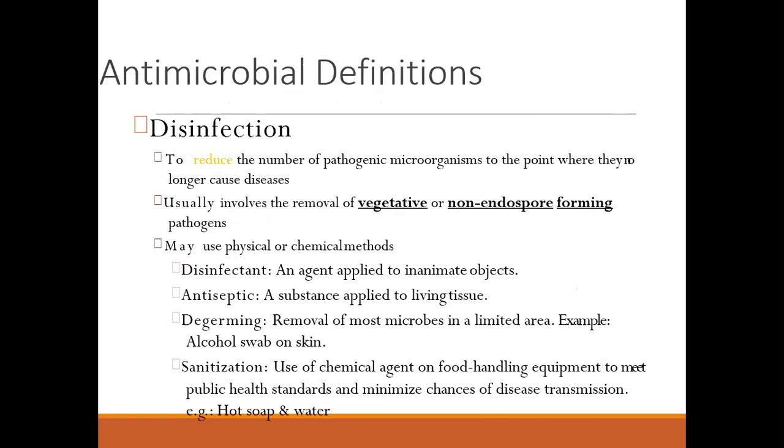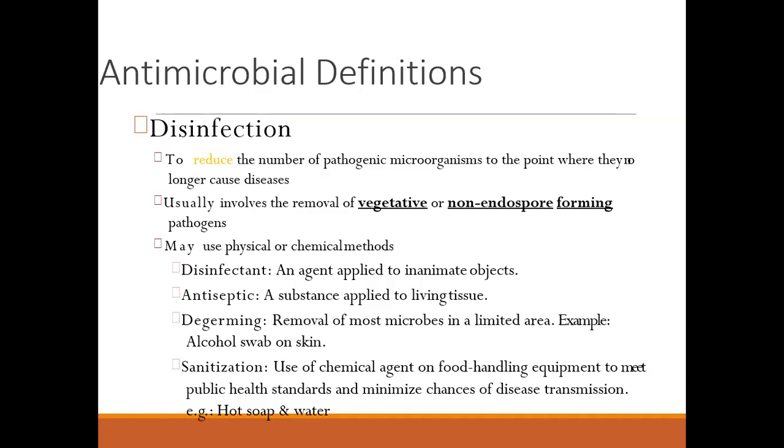Disinfection is to reduce the number of pathogenic microorganisms to the point at which they no longer cause disease. It usually involves the removal of vegetative or non-endospore-forming pathogens. It may use physical or chemical methods. A disinfectant is an agent applied to inanimate objects. An antiseptic is a substance applied to living tissue.